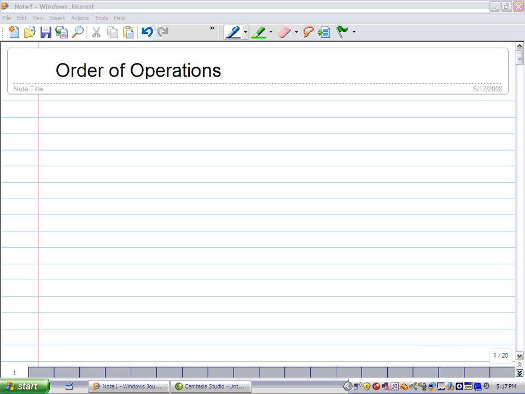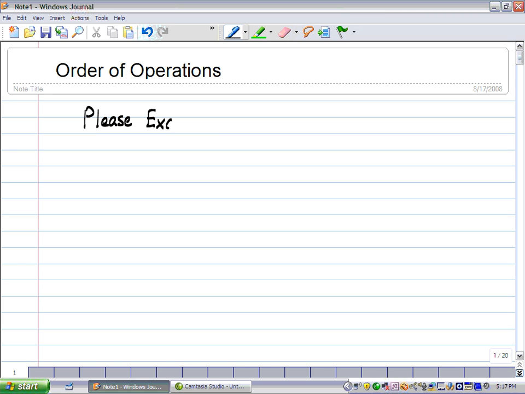It's a little saying that people often use to help them recall the order of operations, and you've probably heard it, but I'm going to write it here for you. Please excuse my dear Aunt Sally. I'm going to write it layered like this so that we can think about what that means.